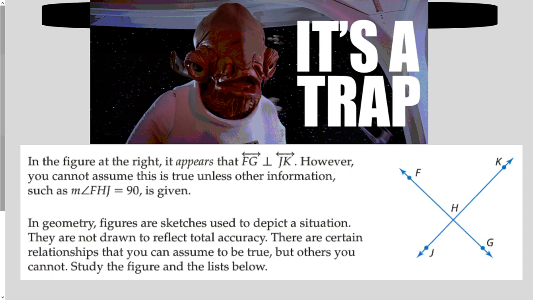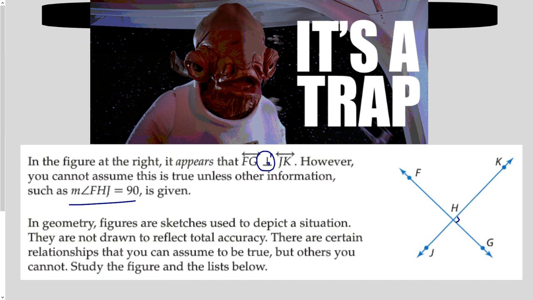Okay. In the figure at right, it appears that line FG is perpendicular to line JK. That's what this upside down T means. It means perpendicular. Sometimes you'll see a little 90-degree box in there, but not always. However, we can never assume this unless we've given other information. So if there's a little perpendicular box in here, then yes, you know those are perpendicular. Or if it says that measure FHJ is 90 degrees, that would do it too. But you can never assume just from a picture that something is perpendicular or that two angles are congruent.